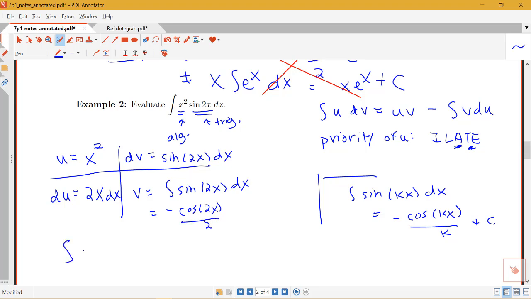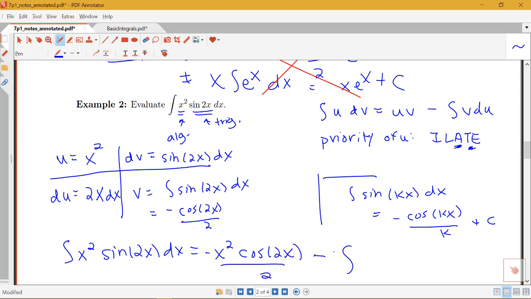So now we can apply our formula here and see what we have. We have the integral of x squared sine 2x dx is going to be uv minus the integral of v du. So uv, that'll be x squared times my v of negative cosine 2x over 2. And I'm going to have minus the integral of v du. So my v was negative cosine 2x over 2, and my du was 2x dx.